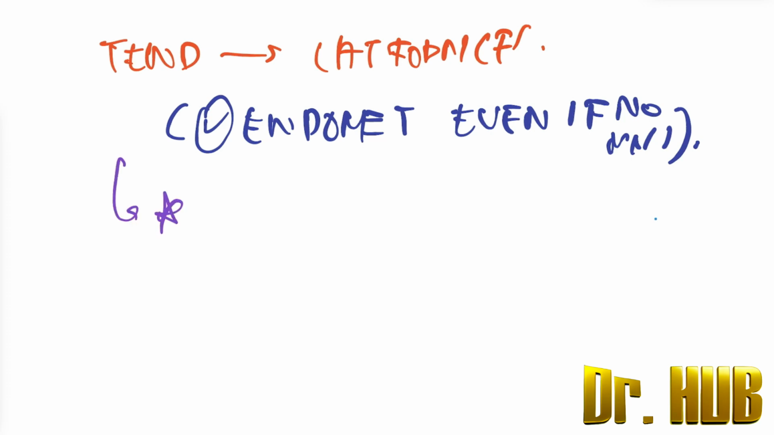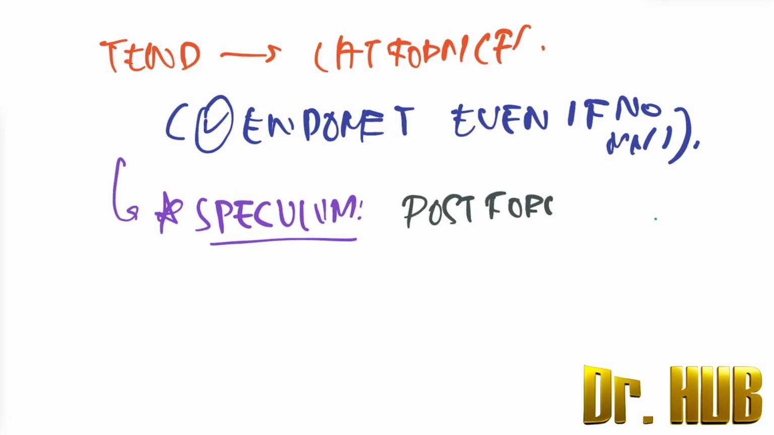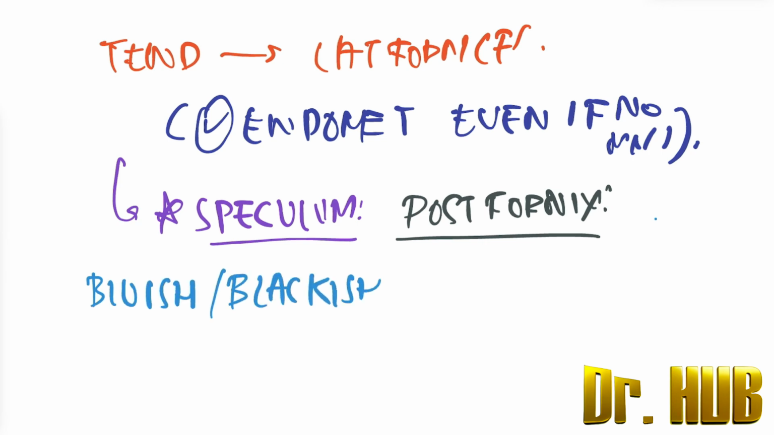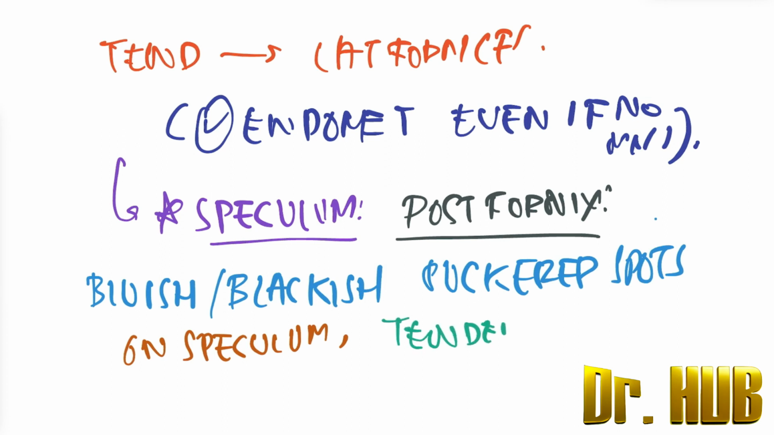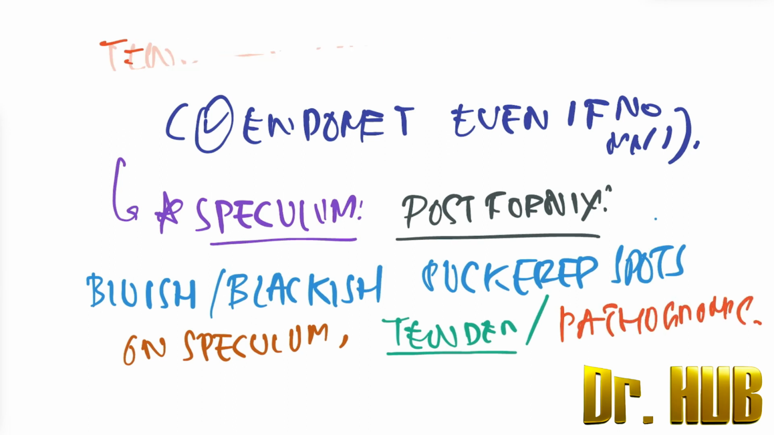On speculum examination, we inspect the posterior fornix. Here there is a bluish-blackish puckered spot, seen on the speculum, and it is tender to touch. The presence of puckered spots is pathognomonic of endometriosis.